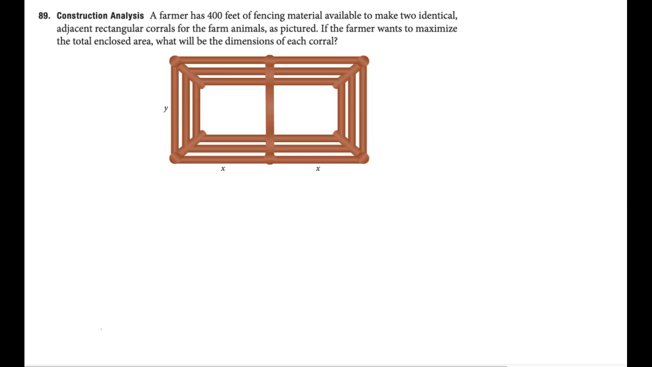Okay, I decided to do this one because it was a little confusing and I wanted to show you how to think through this one. So this is a construction problem. It's about a farmer and his fencing. So a farmer has 400 feet of fencing available and he wants to make a corral that looks like that, and he wants to maximize the area inside it with the 400 feet of fencing. So what should the dimensions be to maximize the area?